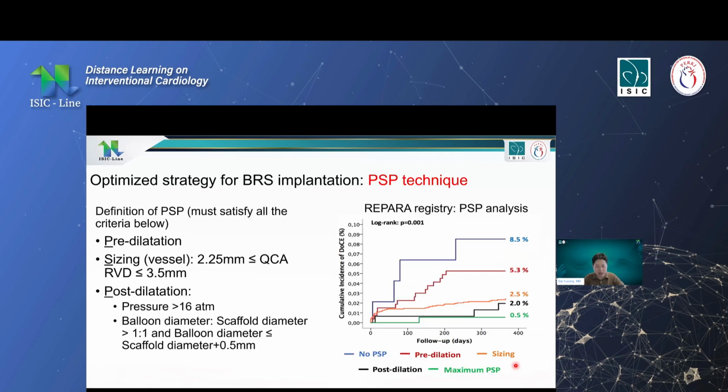And this slide showed a detailed PSP technique for optimized strategy in BRS implantation, including sufficient predilation with size selection from 2.25 millimeter to 2.5 millimeter, and effective post-dilation, which means pressure more than 16 atm, and balloon diameter should be bigger than scaffold diameter and less than scaffold diameter plus 0.5 millimeter. And the right figure shows the result of the REPAIR registry according to the use of PSP technique. And we can see the lowest rate of MACE was achieved by maximal PSP technique.